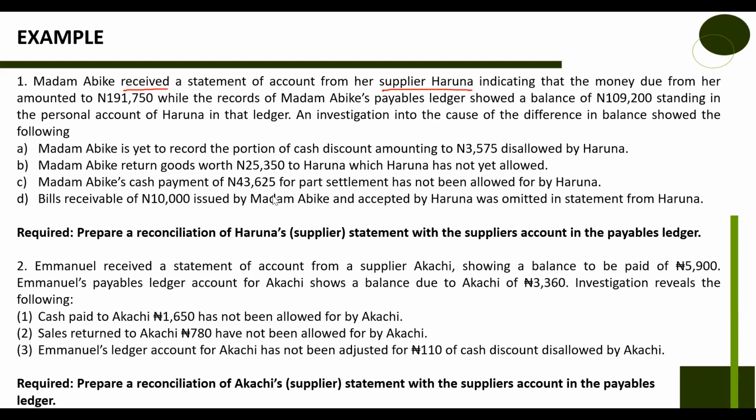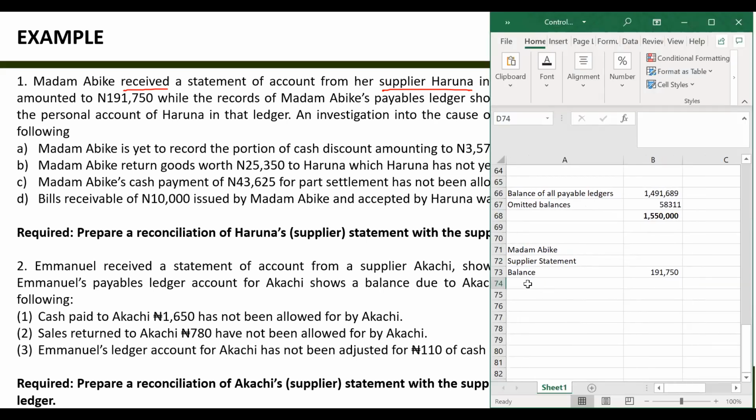So let's bring the Excel. So we'll do adjustments now. Adjustments based on what? The question. Madam Abike is yet to record the portion of cash discounts amounting to 3,575 disallowed by Aruna.